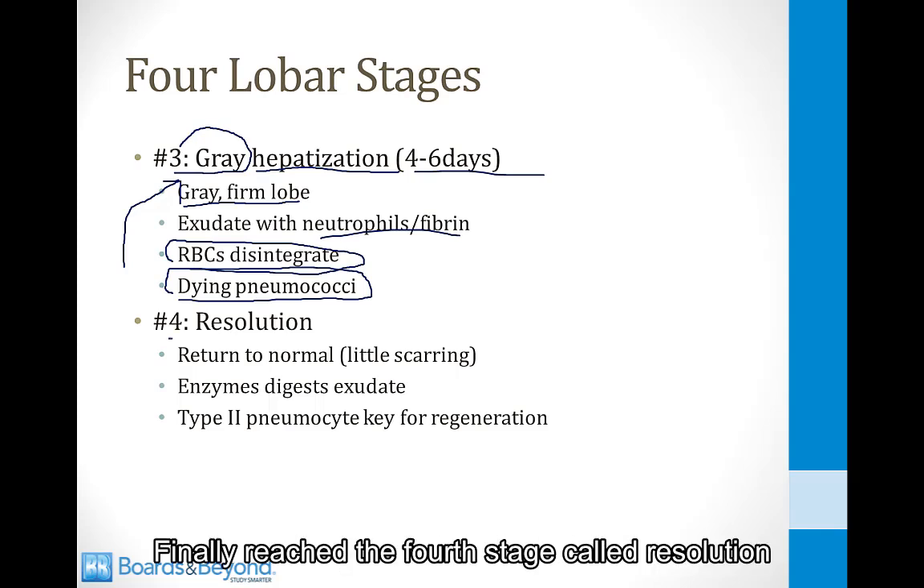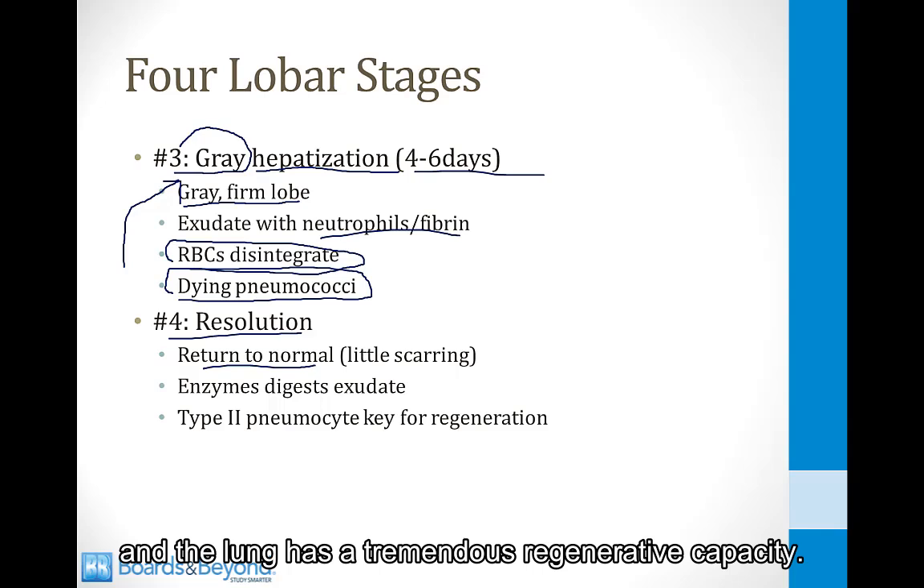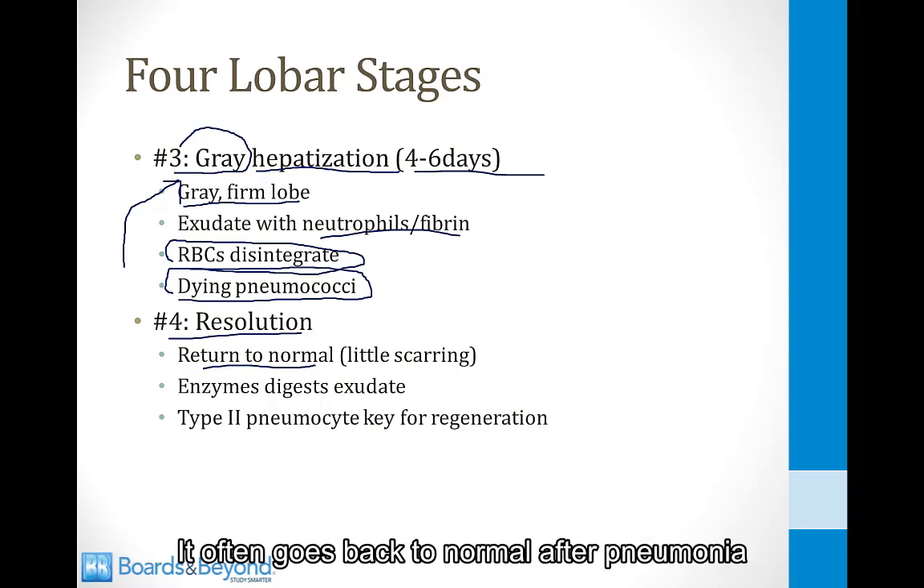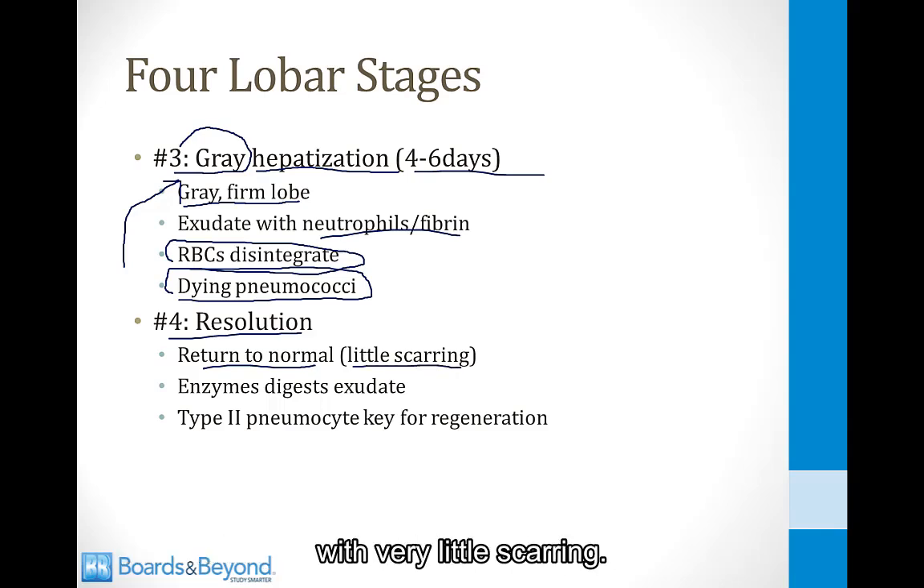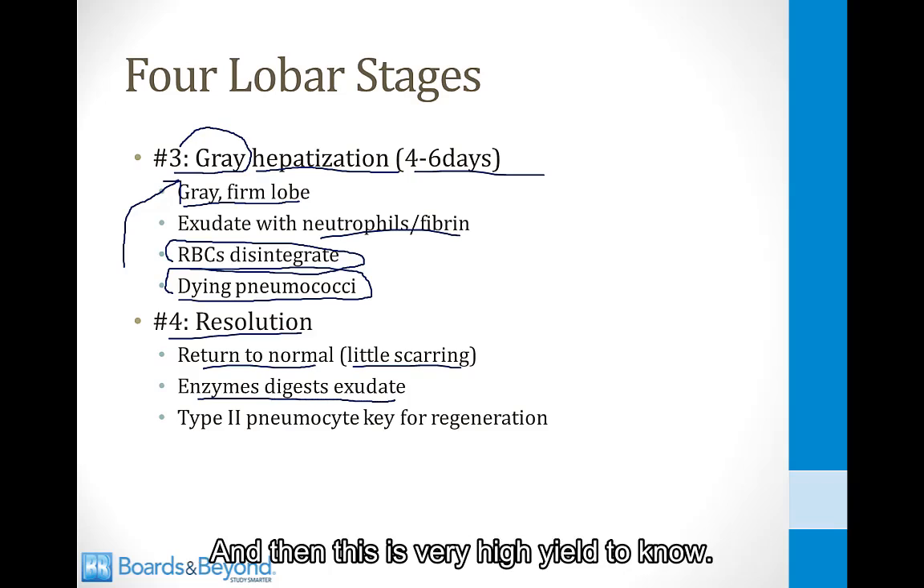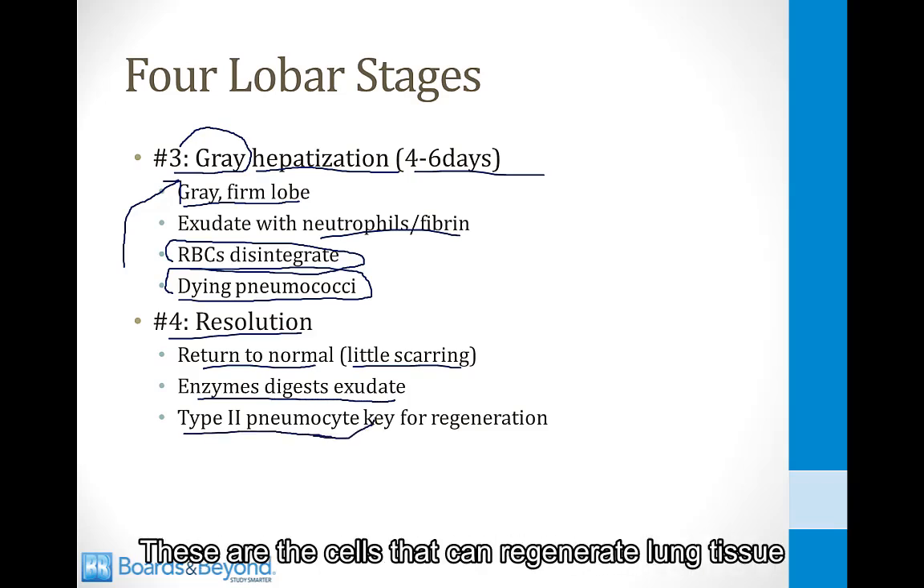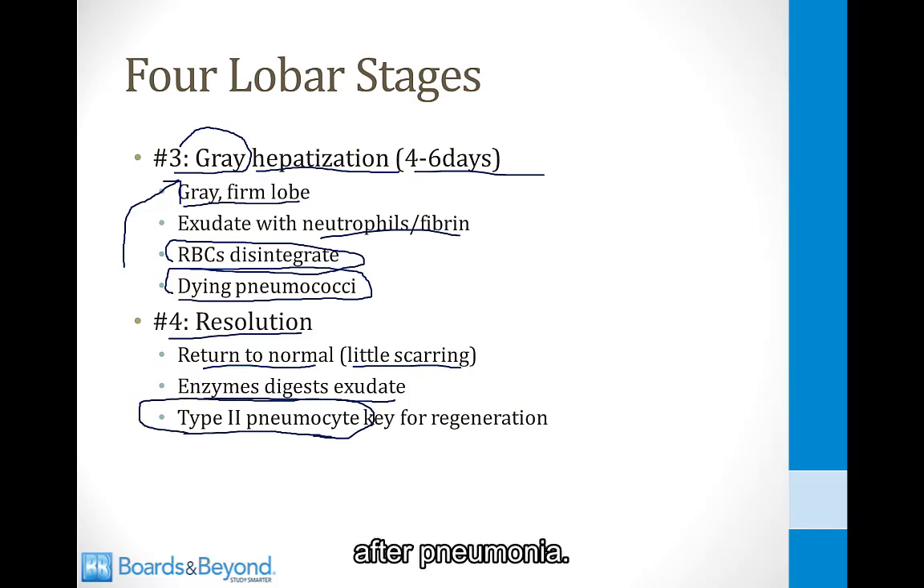Finally, you reach the fourth stage called resolution, and this is where the lung returns to normal. And the lung has a tremendous regenerative capacity. It often goes back to normal after pneumonia with very little scarring. There are enzymes which will digest the exudate, and then this is very high yield to know. The type 2 pneumocytes will regenerate the lung. These are the cells that can regenerate lung tissue after pneumonia.